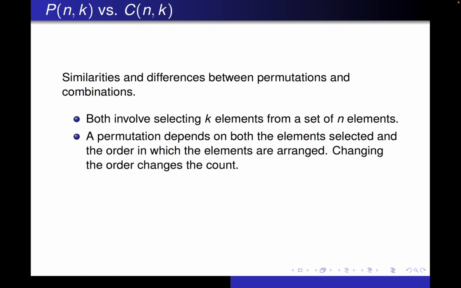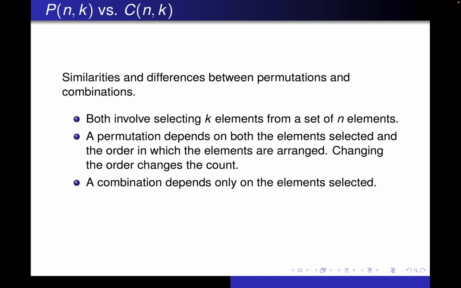Which means that if you take a set of elements and change the order, that changes the count in a permutation. However, in a combination, that only depends on the elements selected. If you change the order, that does not change the count of how many things you get in combinations.